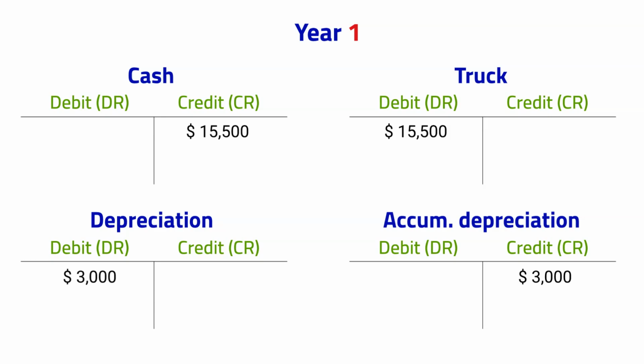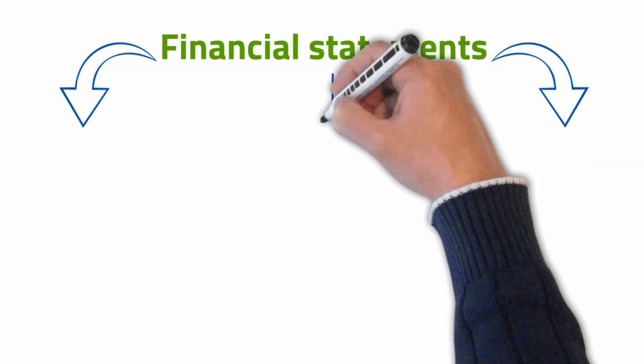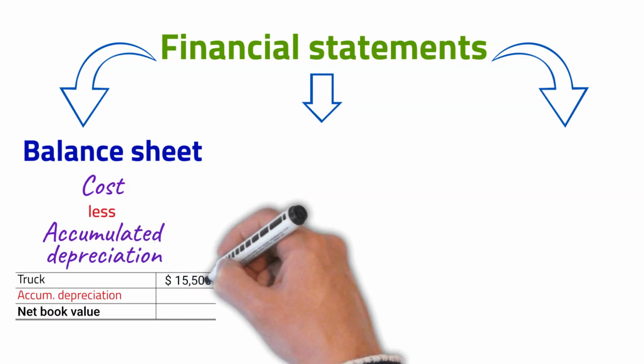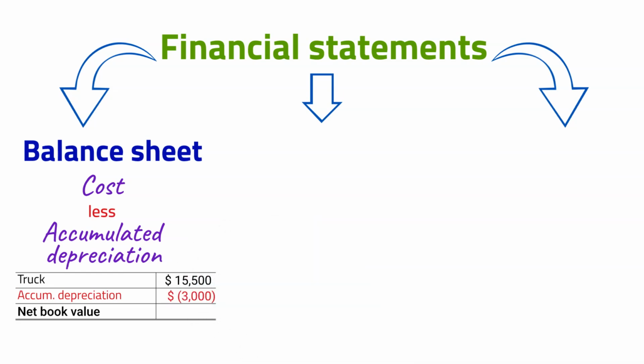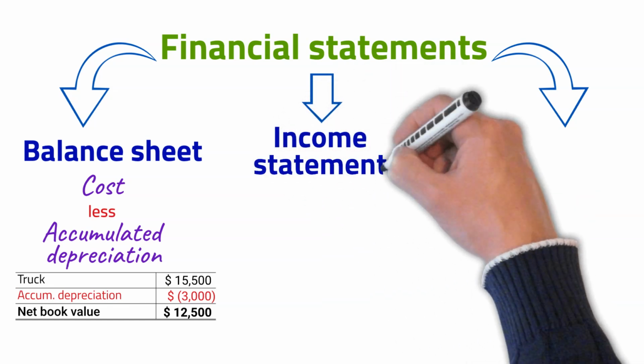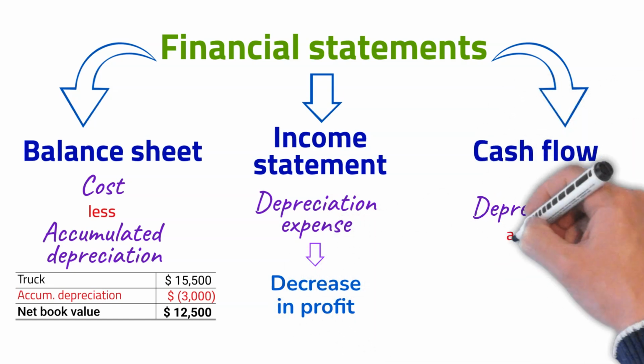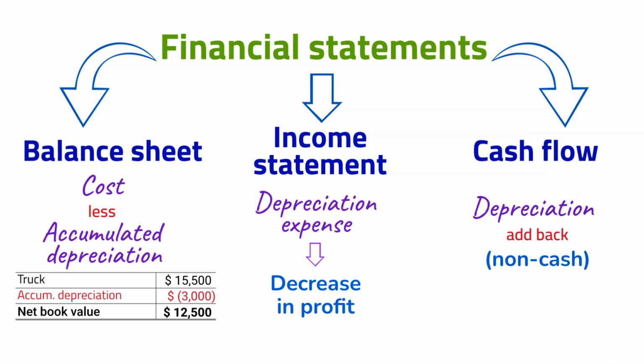Where does depreciation show up in financial statements? In the balance sheet, we keep the truck at cost and subtract accumulated depreciation to get the carrying amount, or net book value. In our case, after 1 year, the truck will show 15,500 cost, 3,000 accumulated depreciation, net amount or net book value 12,500. In the income statement, it is often included in operating expenses and reduces profits. In the cash flow for the indirect method, the depreciation is non-cash, so we add it back in operating cash flow. The cash happened earlier when we bought the truck and it appears in investing cash flow.